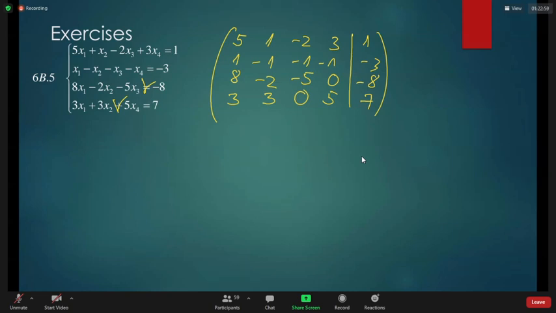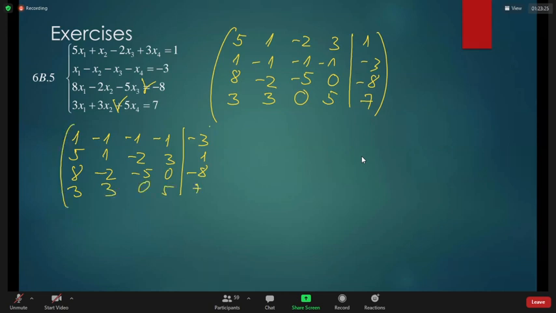And so there's, of course, a lot of work we can do. So we can have 1, minus 1, minus 1, minus 1, minus 3 remaining, just exchanging the first row and the second row. 3, 1, then we have 8, minus 2, minus 5, 0, minus 8. Then we have 3, 3, 0, 5, 7. Then we create zeros below 1.